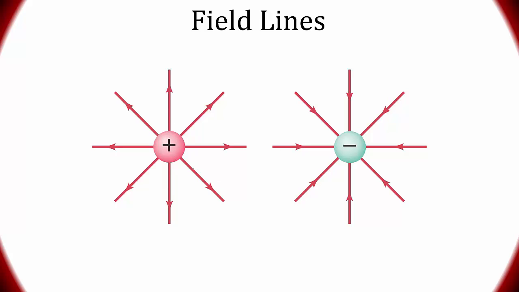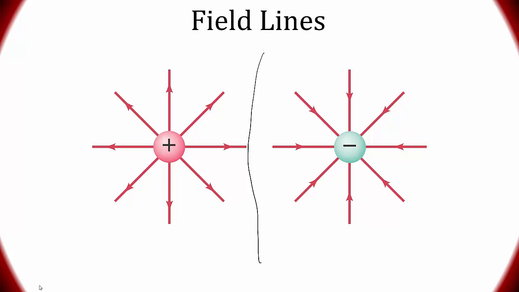Also, the number of lines you draw is proportional. I'm going to summarize all these rules at the end, by the way, so you don't need to write them down yet. The number of lines you draw is proportional to the magnitude of the charge. So these two charges are equal in magnitude, so we draw an equal number of field lines all around it. And these charges are considered separate situations. I don't have two charges next to each other.